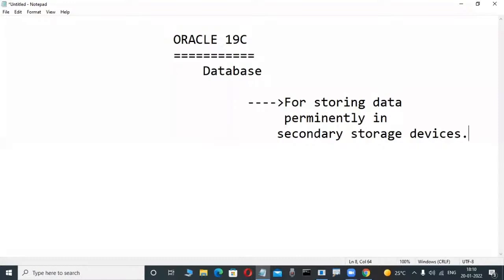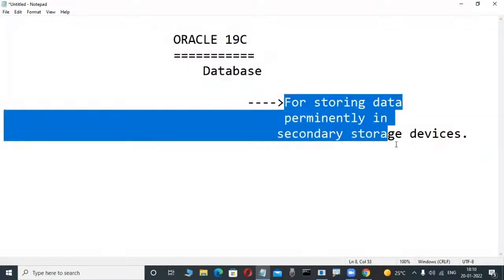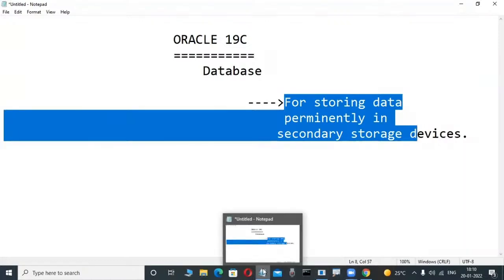That's why Oracle is a product from Oracle Corporation, with some version number. This is a database product, one of the popular databases. But what is the purpose of that? For storing data permanently in secondary storage devices. Now slowly observe here.